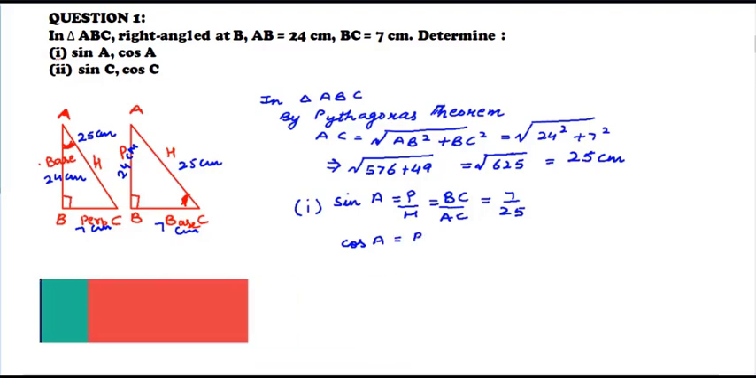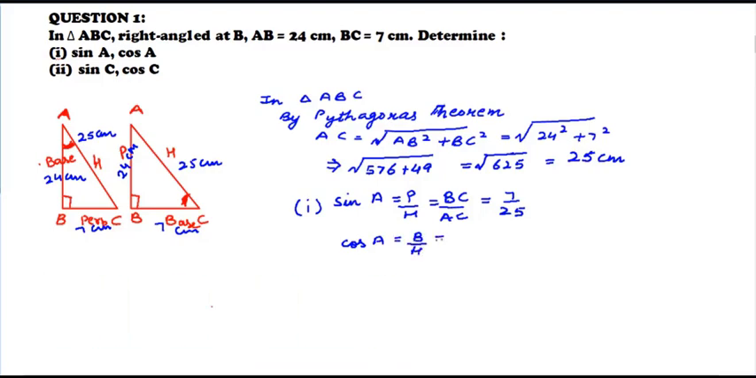Similarly cos A is equal to base upon hypotenuse. So base is AB upon hypotenuse is AC. So that is equal to 24 upon 25.